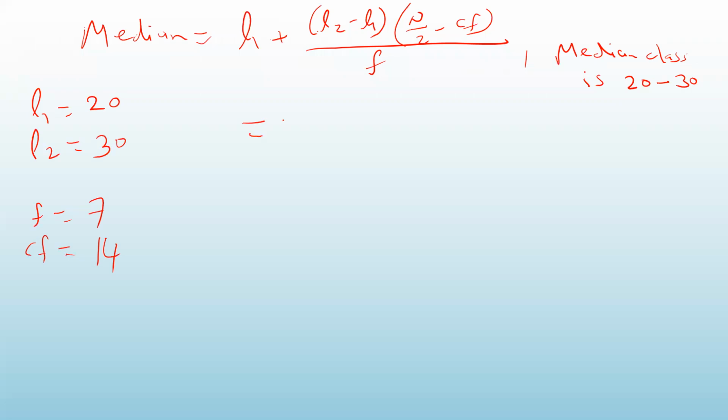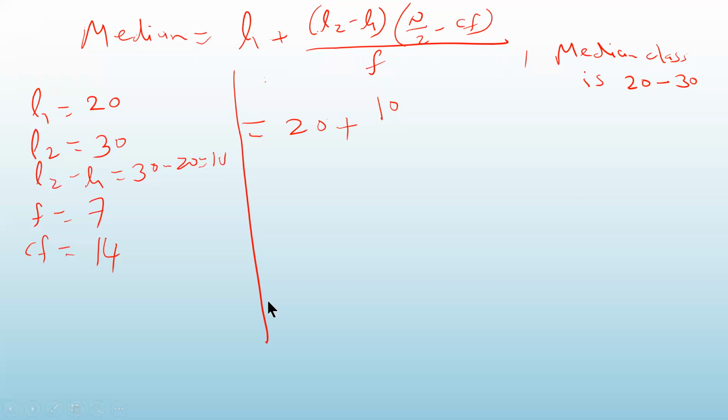So median is L1, which is 20, plus L2 minus L1. L2 is 30, L1 is 20, so what is L2 minus L1? यहीं पे आप calculate कर सकते हैं. 30 minus 20. This is 10. Okay. So L2 minus L1 is 10. तो ये मैंने calculate कर दिया. इसका value 10. Now what is N by 2 minus CF?